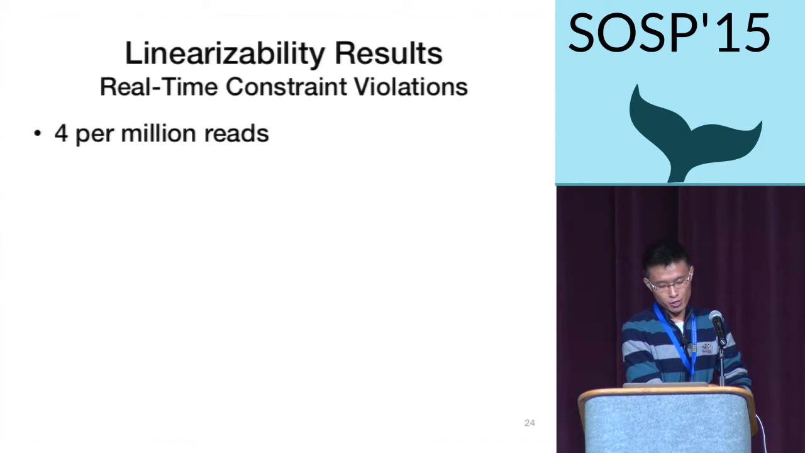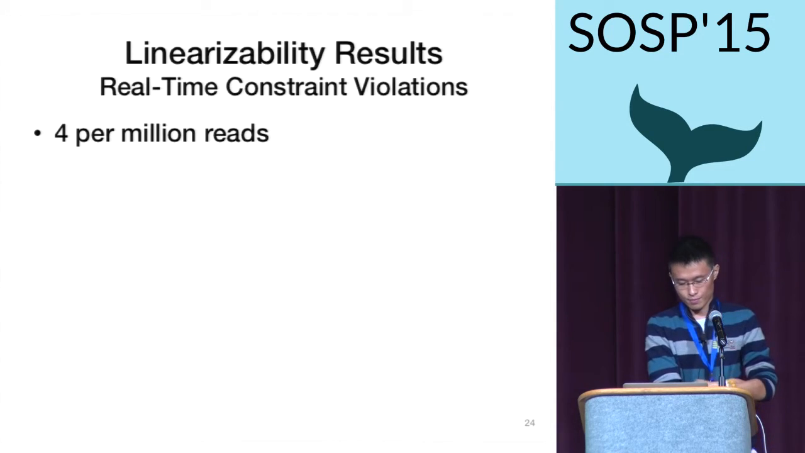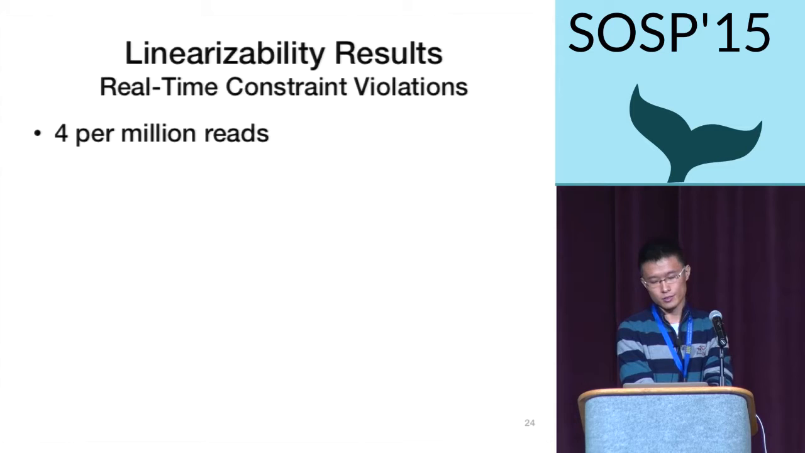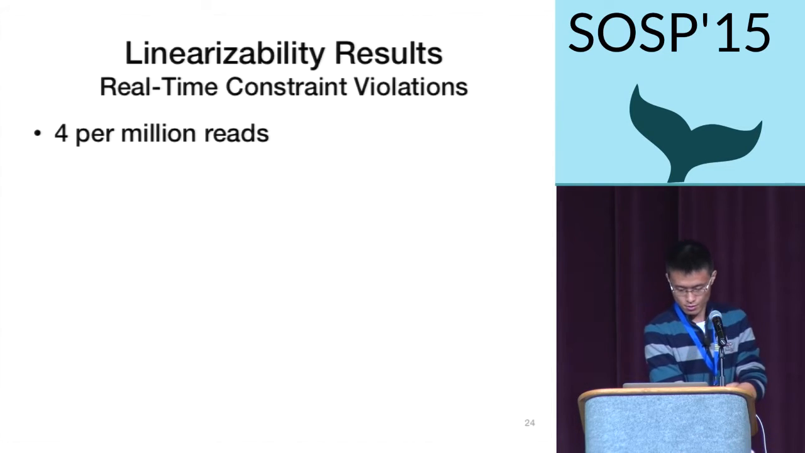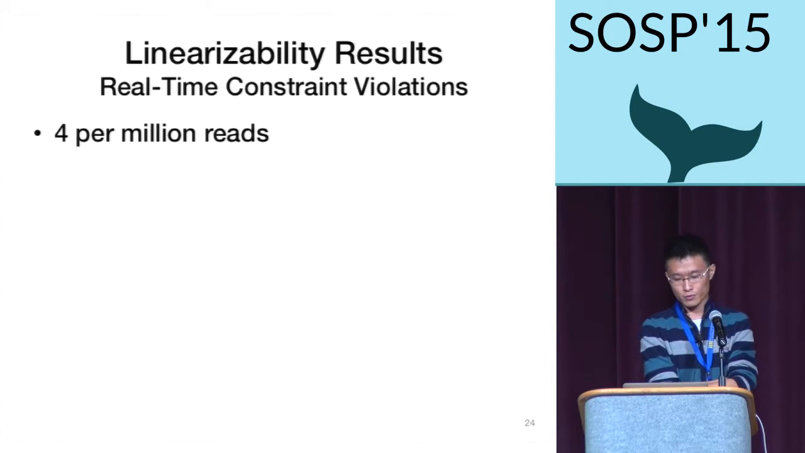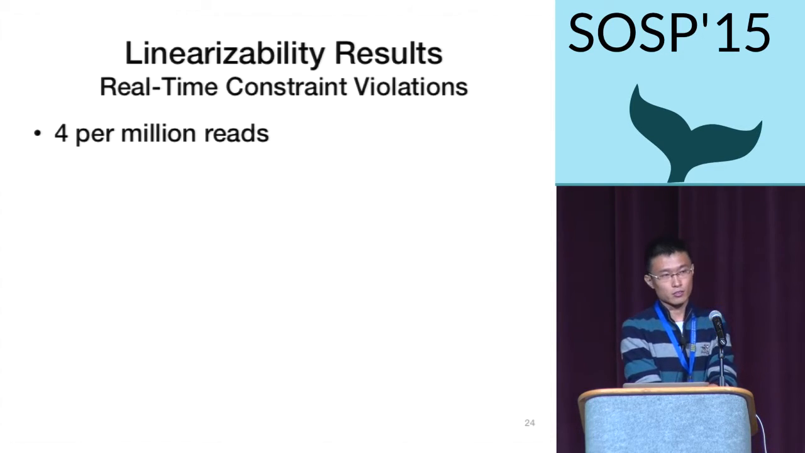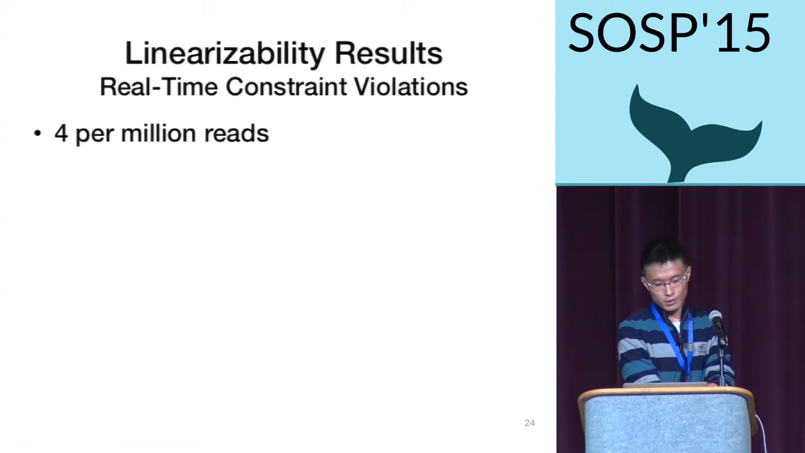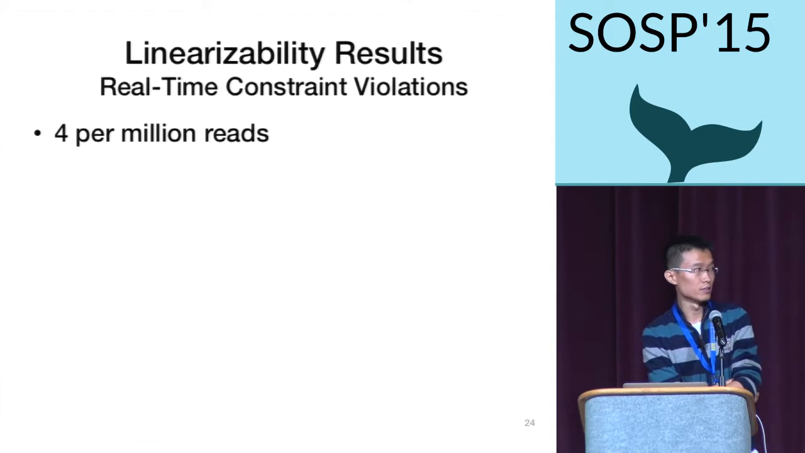So now I'm going to show our experience of what may cause linearizability anomalies. I'm going to show it separately for real-time constraint violations and total order constraint violations. Of the total 5 per million reads that are anomalies, 4 of them are real-time constraint violations. If you still remember the 2 examples I showed at the very beginning, the post example is a real-time constraint violation. And the Oculus example is a total order constraint violation, which I will be showing in the next slide.